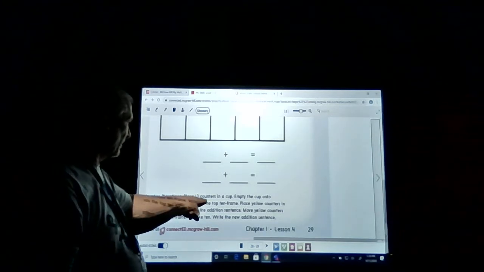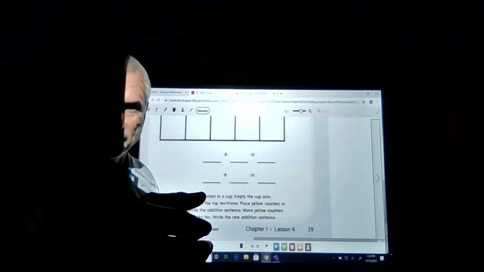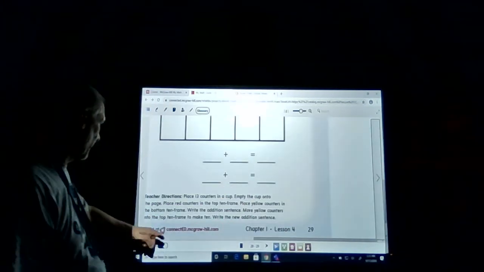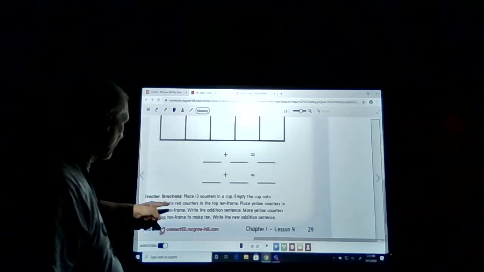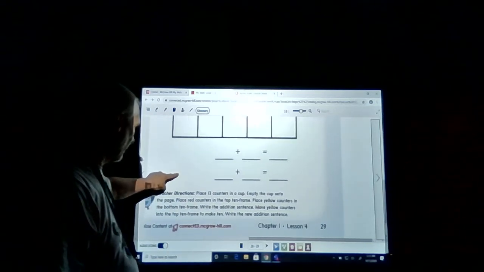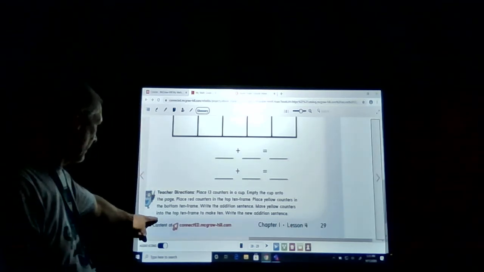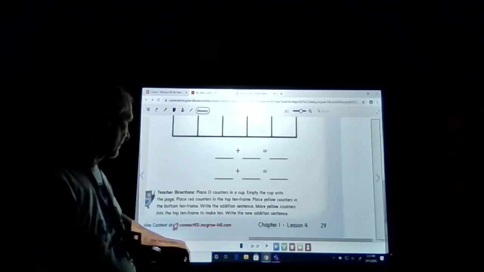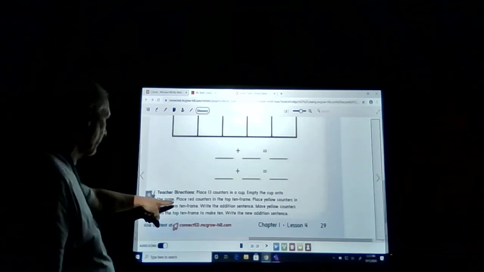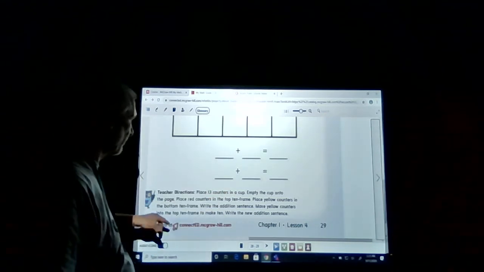It says, place 13 counters in a cup. Well, that's for you to do at home. Put 13 in a cup, or you can have a pretend cup, and then we're going to dump those 13 and place them on your mats. We're going to place yellow counters in the bottom 10 frame, and then write the addition sentence. Move yellow counters into the top 10 frame to make 10. Write the addition sentence. I'm going to put red counters in the top 10 frame and yellow counters in the bottom 10 frame.